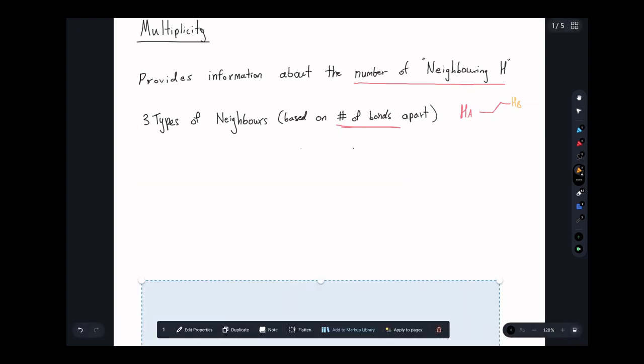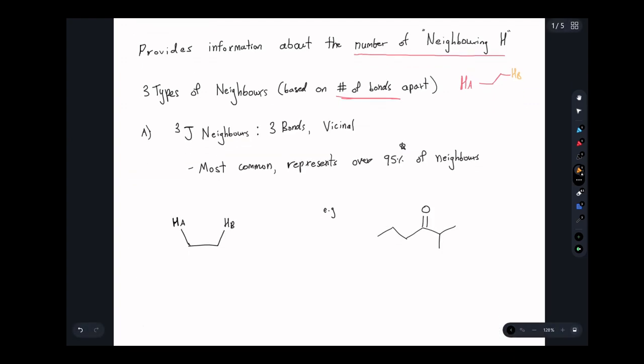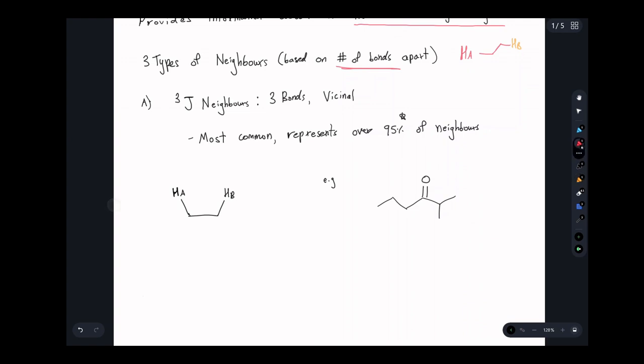The first type of neighbor is the 3J neighbor. So we're going to define these J values here. Now, this is a very simplified version of what this really means, and when you go into the J values in higher level organic chemistry, you'll see that there's a lot of rich and complicated information about them. For now, I'm going to break them into three different types.